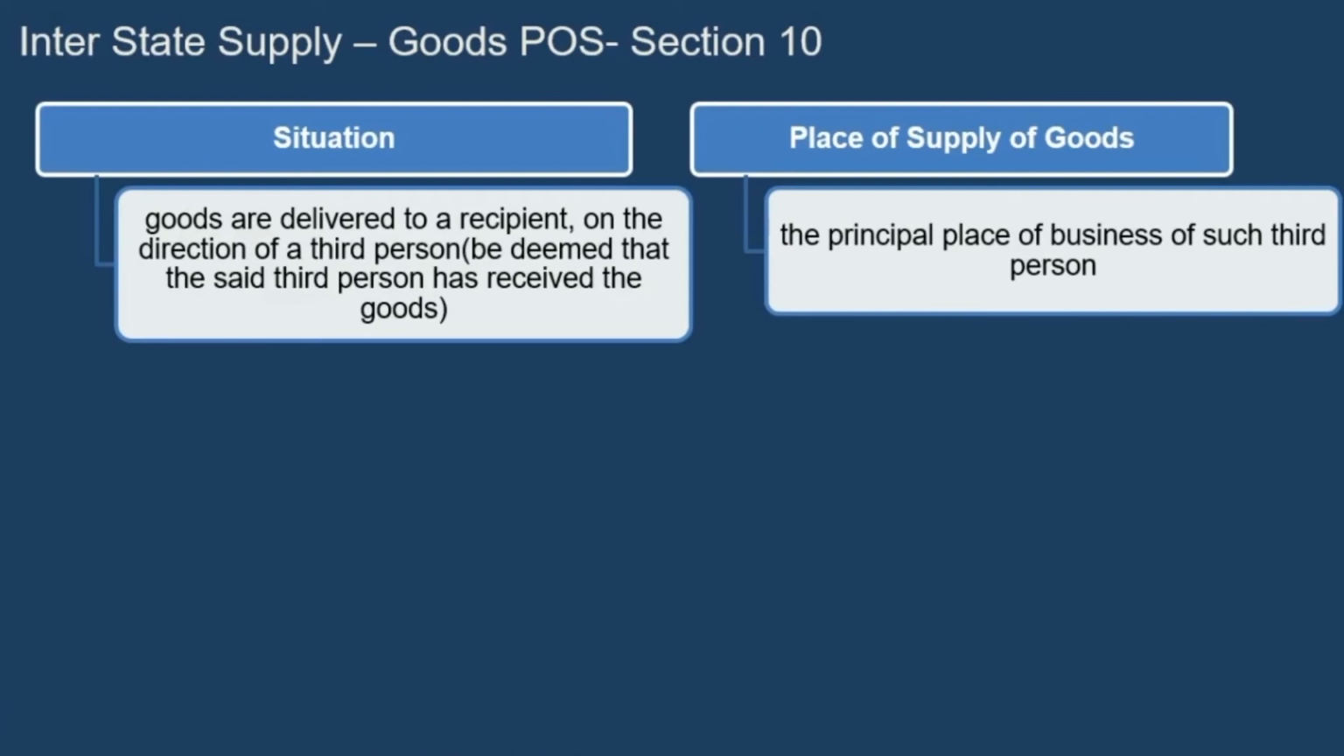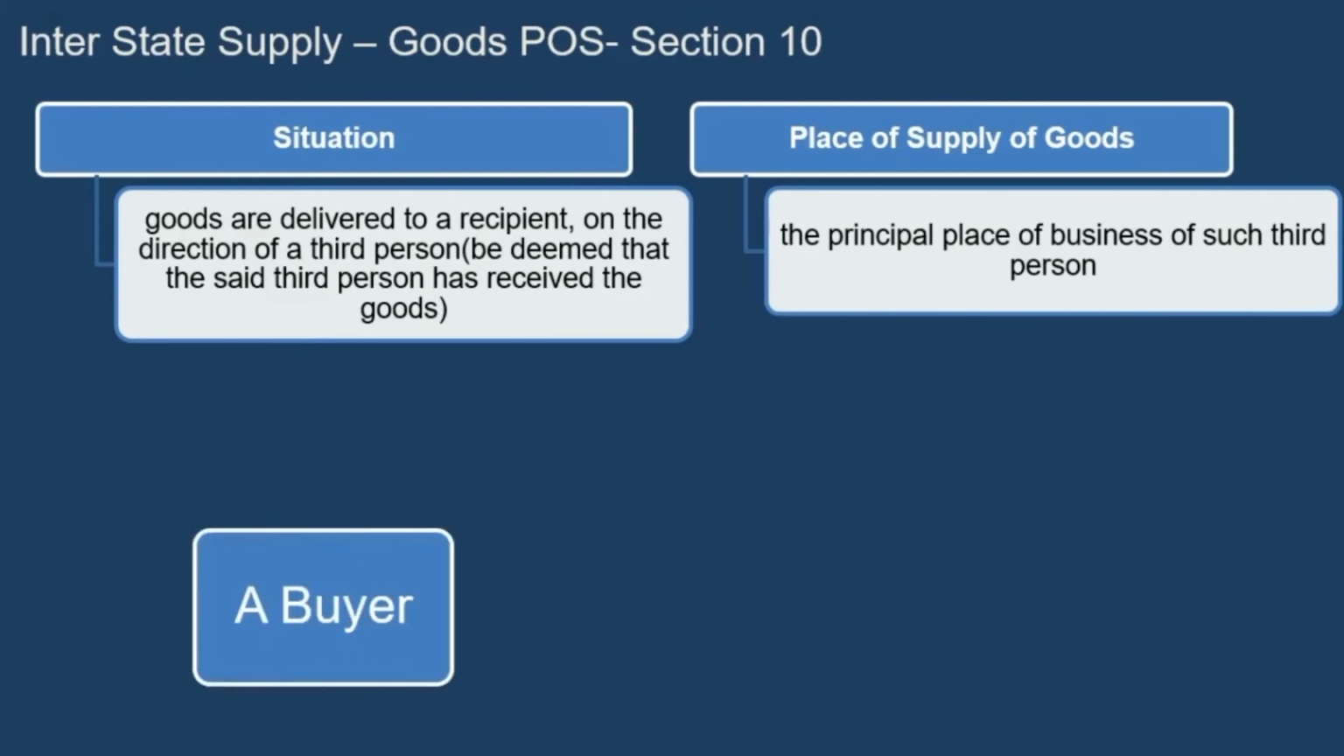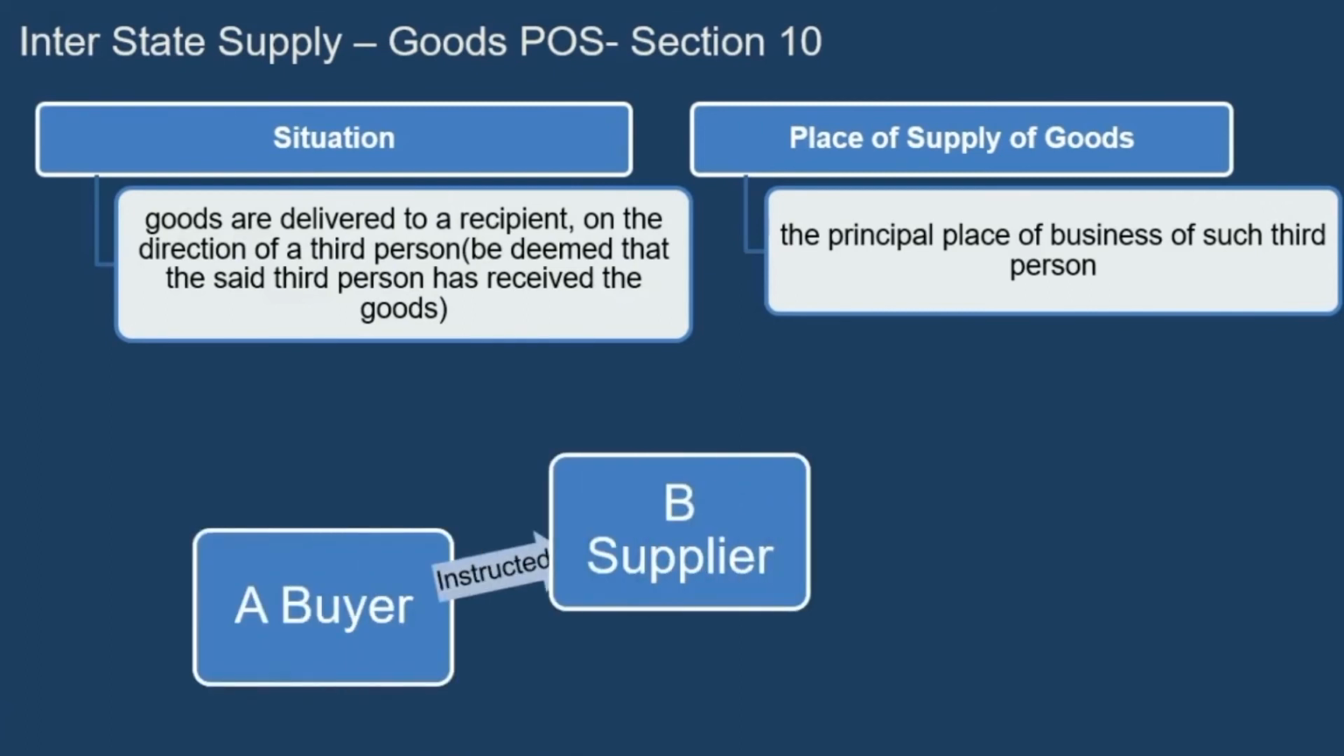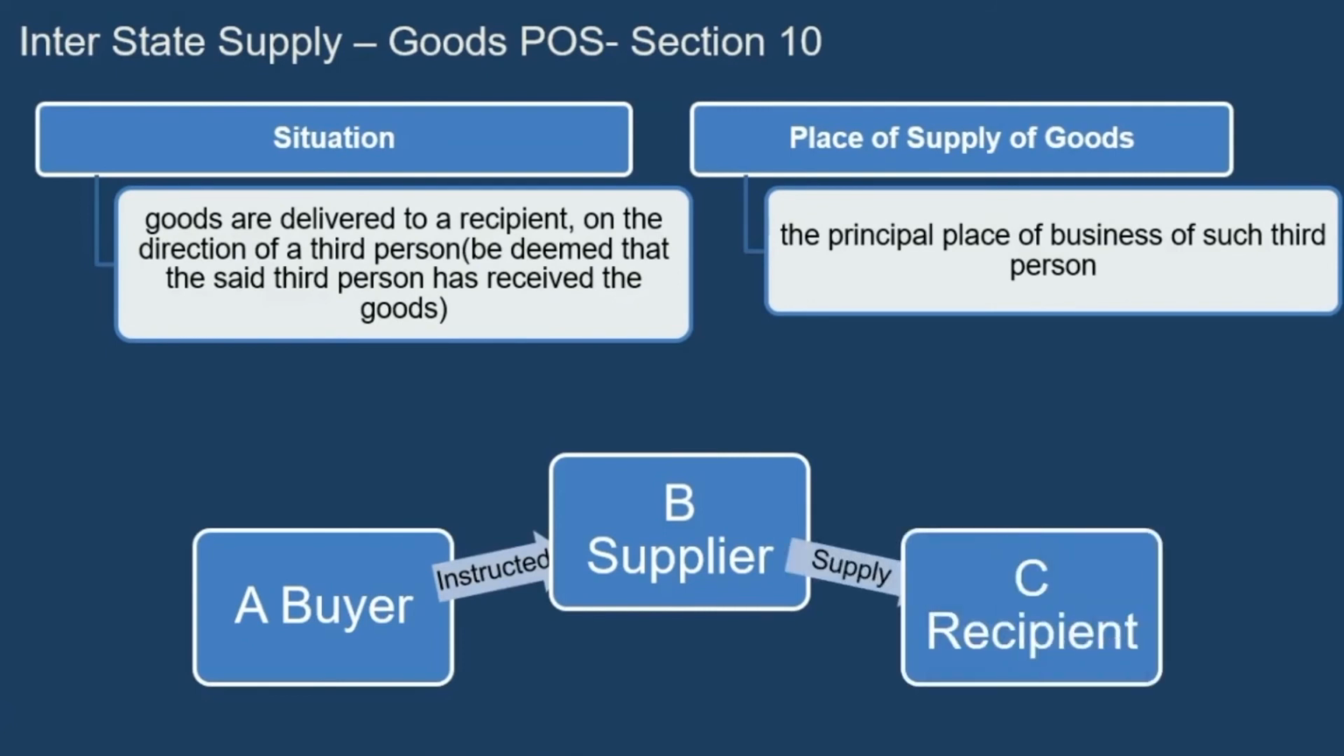Try to understand. Say a buyer, A, is buying goods from Mr. B, who is a supplier, but instructs Mr. B: don't deliver goods to me, rather deliver goods to my customer C. So C is a recipient. Now try to understand this definition with this example.